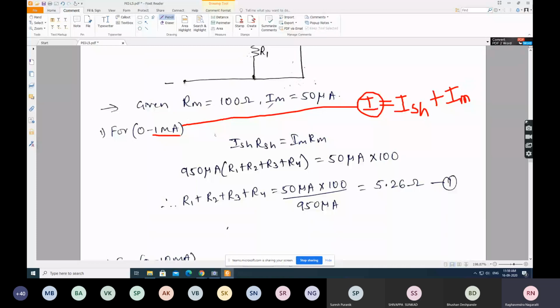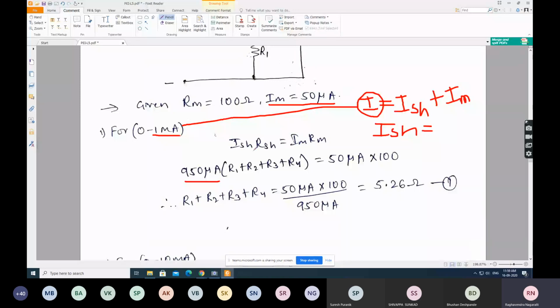Okay, so from this we will get the ISH value. ISH is equal to I minus IM. I minus IM gives this, correct? 1 milliamp minus 50 microamps, you will get 950 microamps.